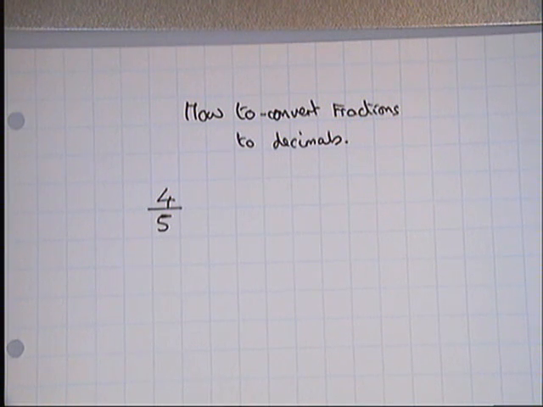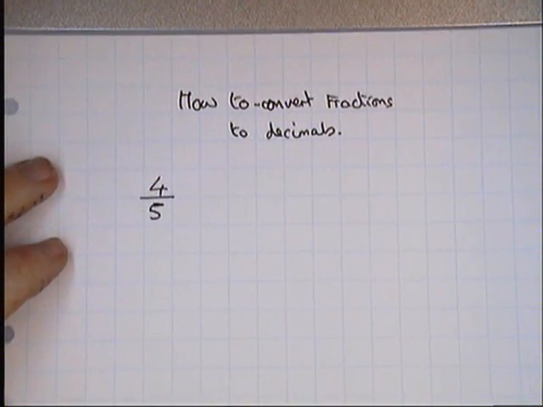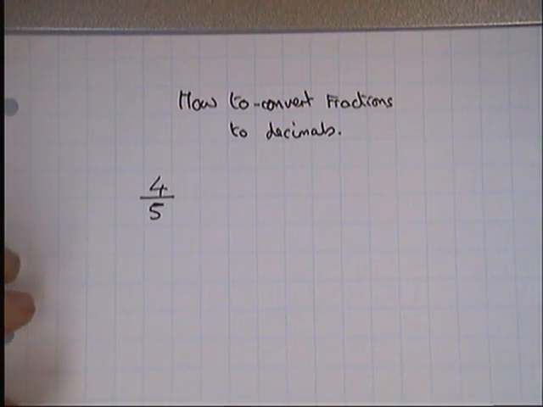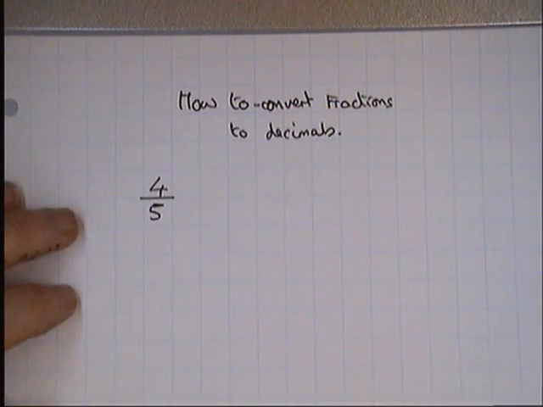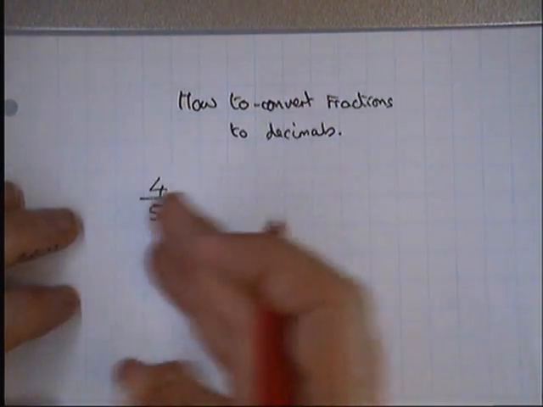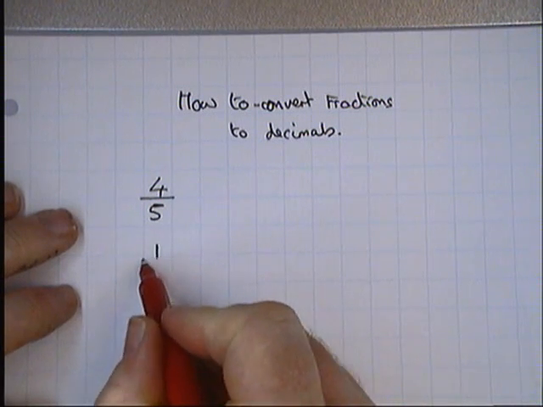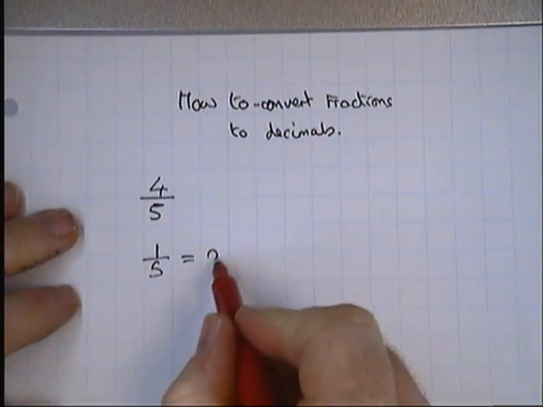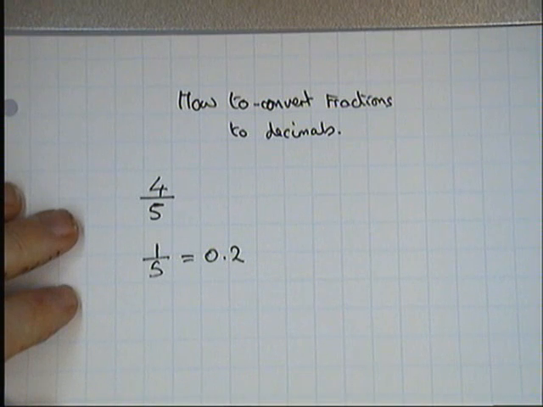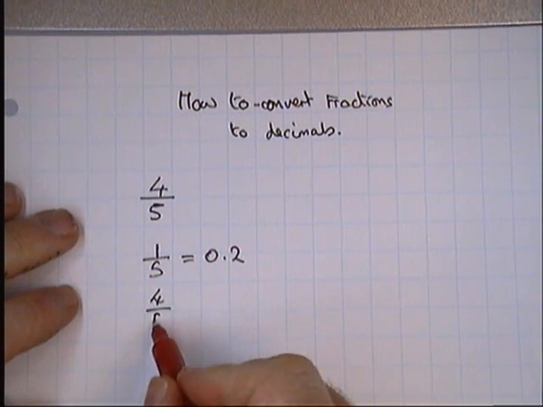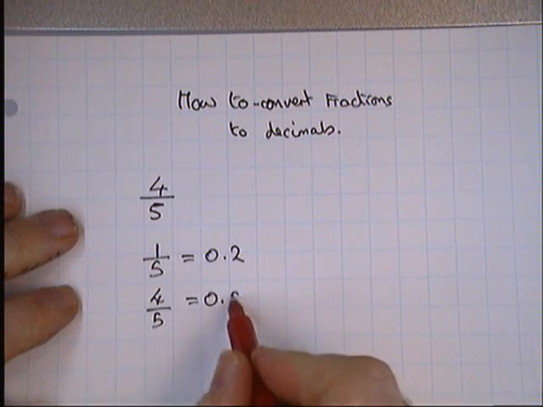In this video, we will be reminding you or teaching you how to convert fractions to decimals. Now, looking at 4/5, what is the equivalent form in decimals? Some of you already know that 1/5 is the same as 0.2. It's just one of the things that you've remembered. So 4/5 is going to be 4 lots of 0.2, which is 0.8.